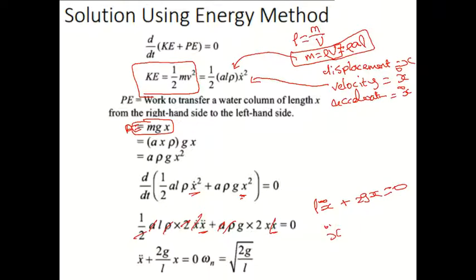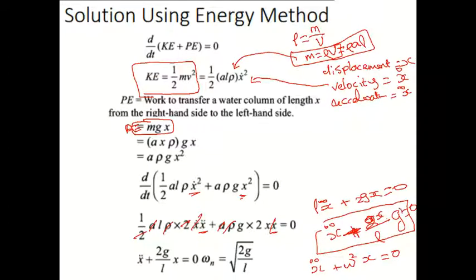If you remove L, you will get x double dot plus 2g by L into x equal to 0. Now it is in the same format. What format? x double dot plus omega square x equal to 0. It is in the same format.